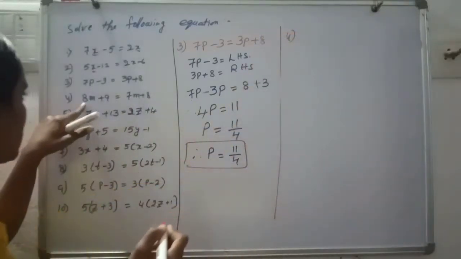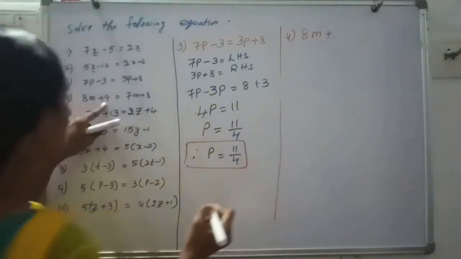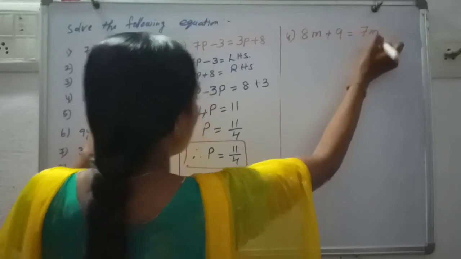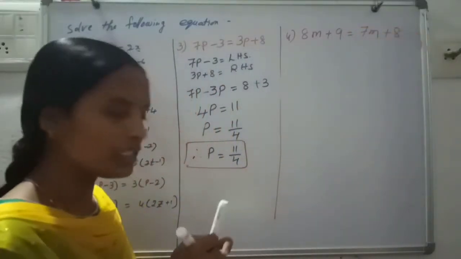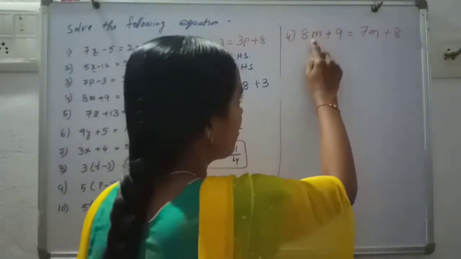What is this fourth one? 8m plus 9 equal to 7m plus 8. It is one of the simple equations. Let's find this variable m.